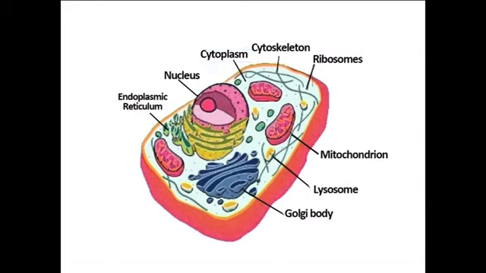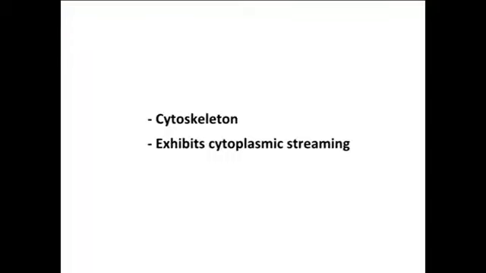The next structure is the cytoplasm. The cytoplasm of eukaryotic cells includes everything inside the plasma membrane, excluding the nucleus. Chemically, the cytoplasm of eukaryotic cells resembles that of prokaryotic cells. However, eukaryotic cytoplasm has a cytoskeleton and exhibits cytoplasmic streaming.